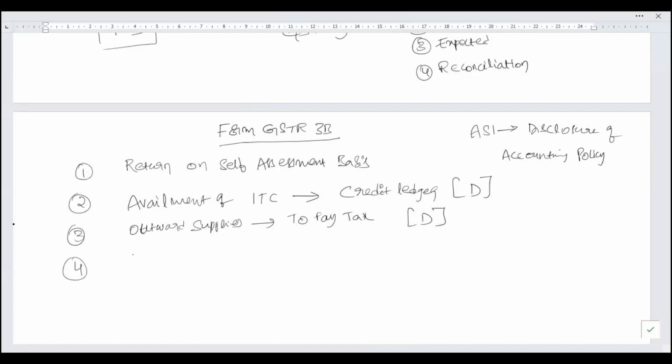Fourth, payment of taxes. I would be explaining to the GST office how much tax I am paying for the current month, maybe for the previous month or tax period, and other payments.